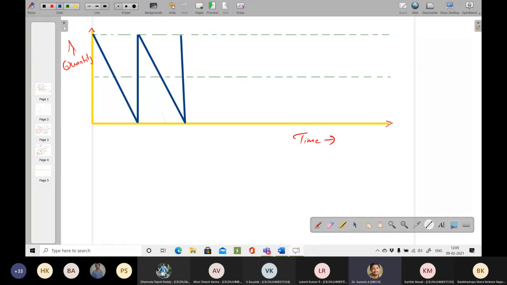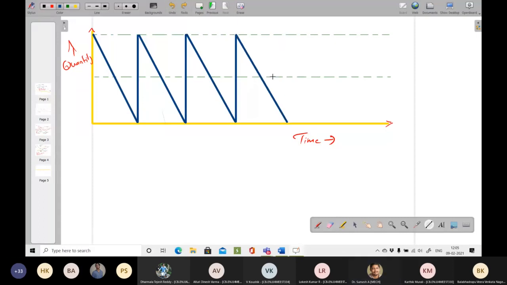This is how the cycle will continue with a uniform time interval. There are also models available with a varying time interval, which is also possible. So this distance is the maximum quantity that we order, and that is called Q.